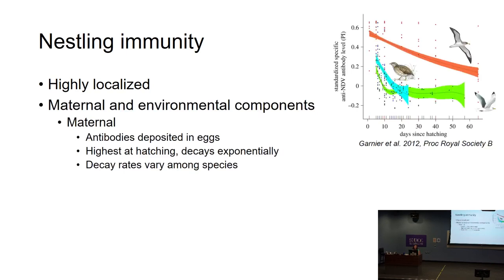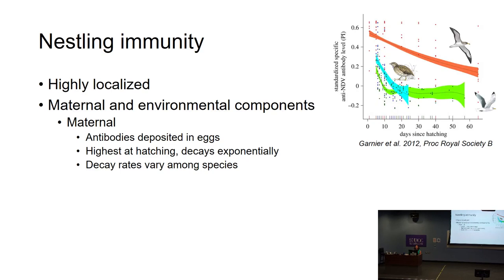Nestling immunity is a little bit more closely tied to local conditions because nestlings don't move around very much. But it does have its own complications, which include the fact that nestling immunity is actually antibody dynamics. And nestlings have a combination of maternal antibodies, which are deposited in eggs, and environmental exposure.